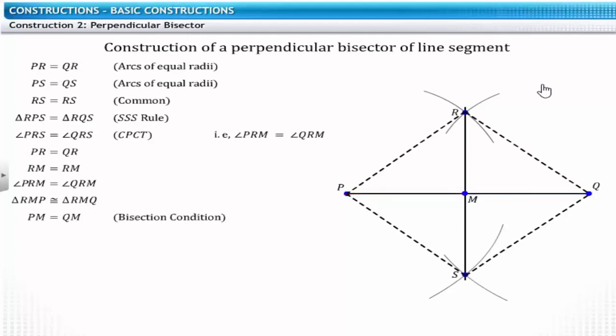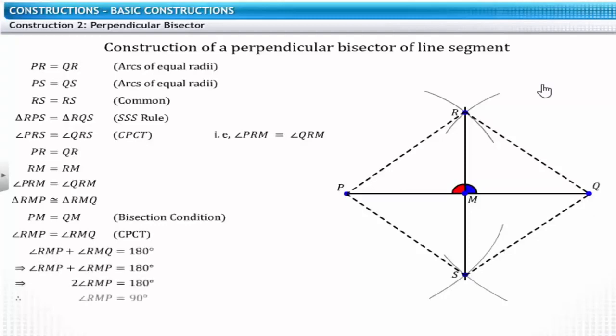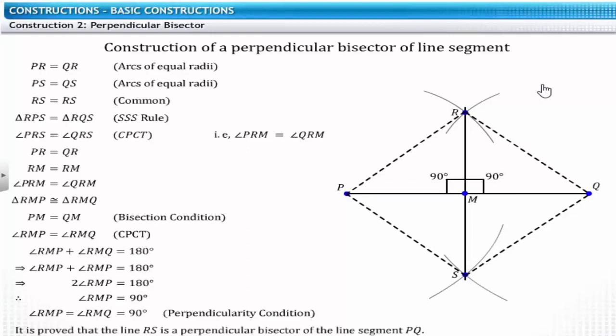Similarly, by CPCT, angle RMP is equal to angle RMQ. The angles RMP and RMQ also form a linear pair. Since angle RMP is equal to angle RMQ, we can replace angle RMQ in the equation. Since both angles are equal, their measures are 90 degrees. This proves the condition of perpendicularity. Therefore, it is proved that the line RS is a perpendicular bisector of the line segment PQ.